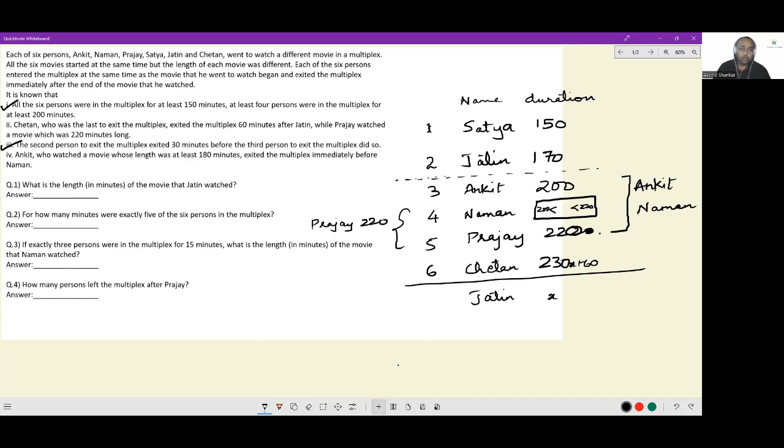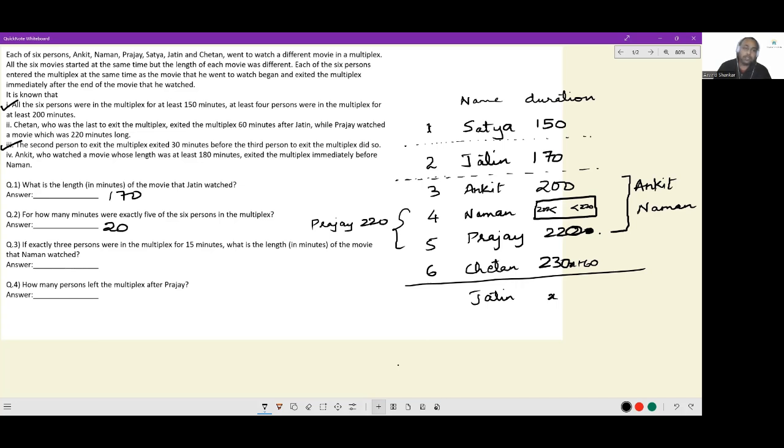What is the length in minutes of the movie that Jatin watched? Jatin watched a 170 minute movie. For how many minutes were exactly five of the six persons in the multiplex? For 150 minutes, exactly six of them were there. For the next 20 minutes, until Jatin came out, exactly five of them were there. So for exactly 20 minutes, exactly five of the persons were in the multiplex.